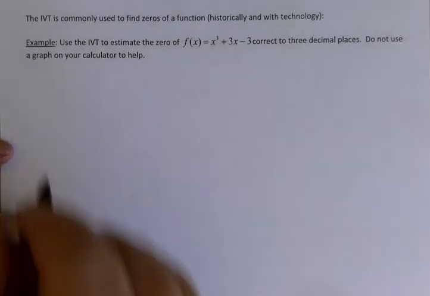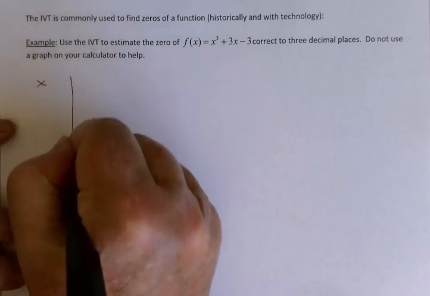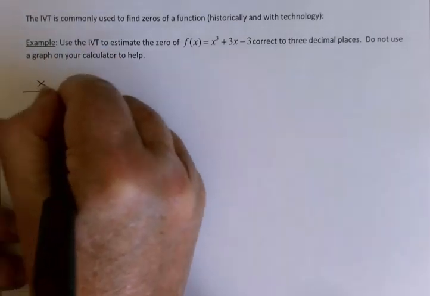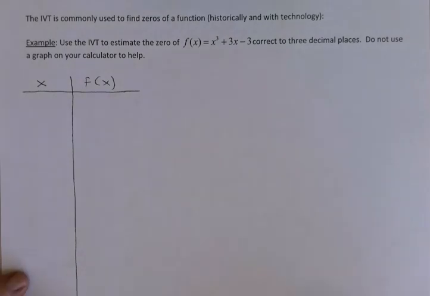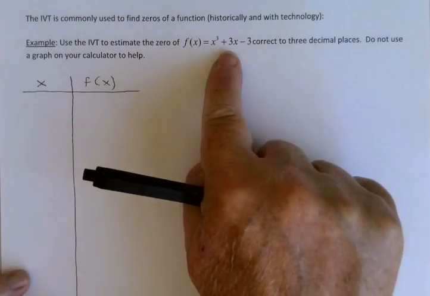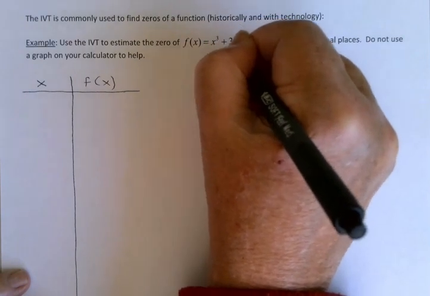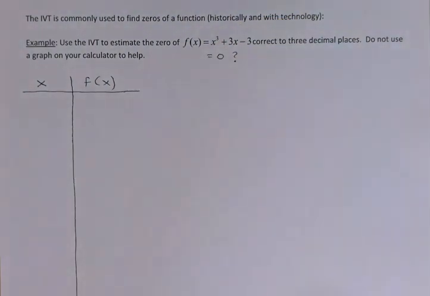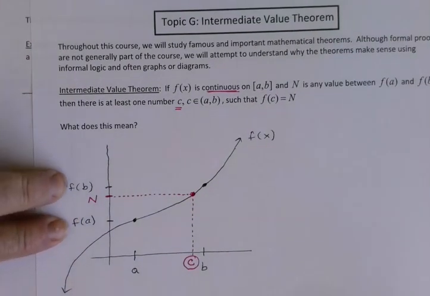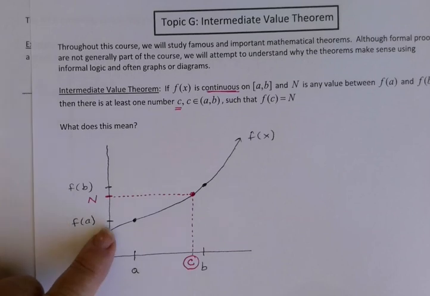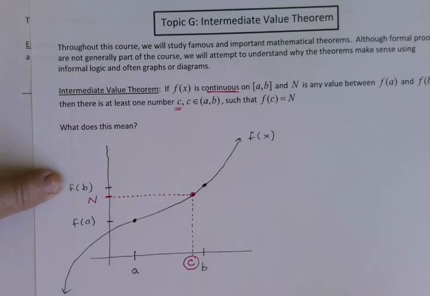So here's what we're going to do. I'm going to make myself a little table of x values and f of x values. And since I would like to know when this is equal to 0, the first thing I need to do, if you think back to the intermediate value theorem, is find 2 points such that 0 is between the y values. So 0 is like my n here, and I'm looking for an f of a and an f of b. One has got to be smaller than 0, and one has got to be bigger than 0.